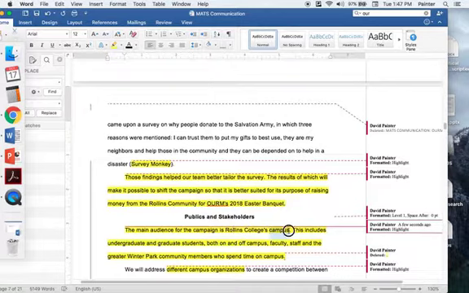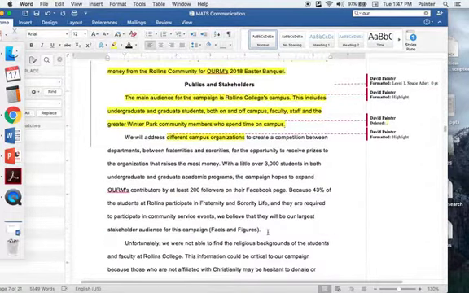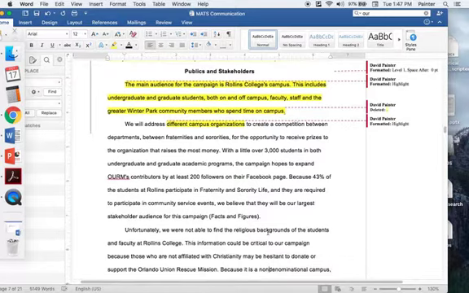The campus is not an audience, right? The campus is a geographic location or a piece of property. "The Rollins College students, faculty, staff, and the greater Winter Park community members who spend time on campus." So you're only targeting Rollins College students, faculty, and staff. Again, I don't know what this is, but it's certainly not an APA citation.